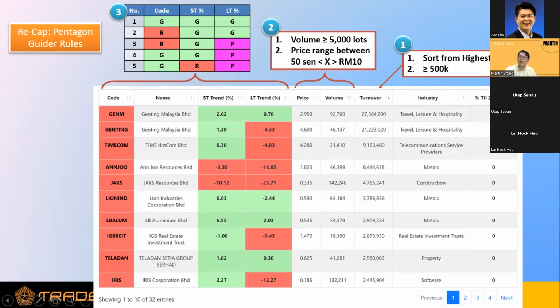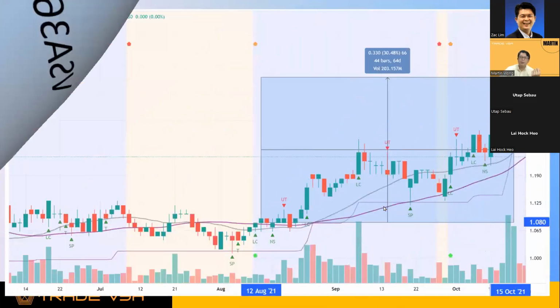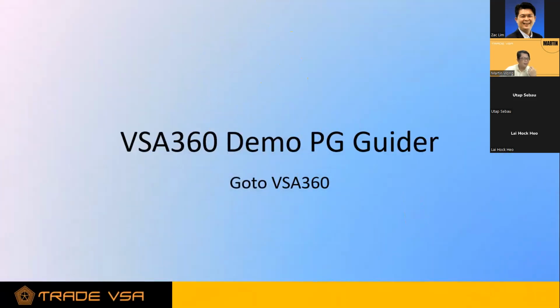You can sort out from the highest, and then turnover must be 500K. The reason is you want to buy something that has volume and don't get stuck there. Okay, so you want to buy something that is liquid. All right, let's do a survey, an example right now. And this is what I mean.